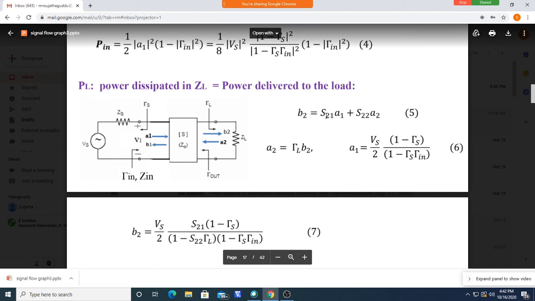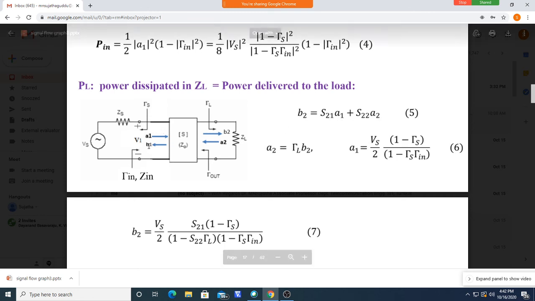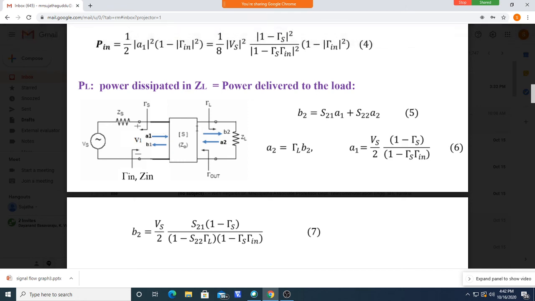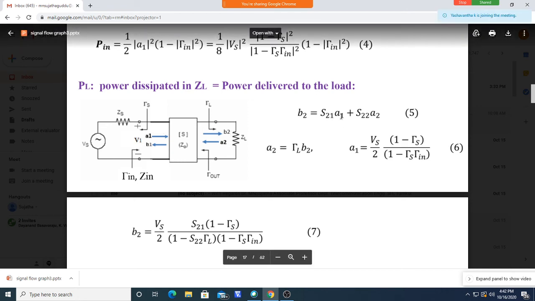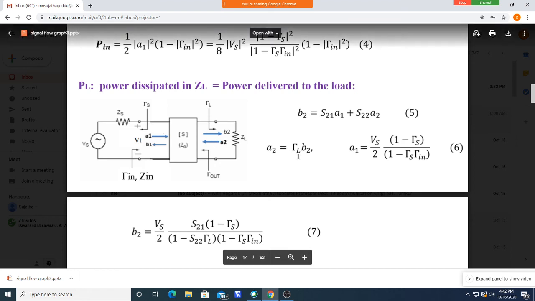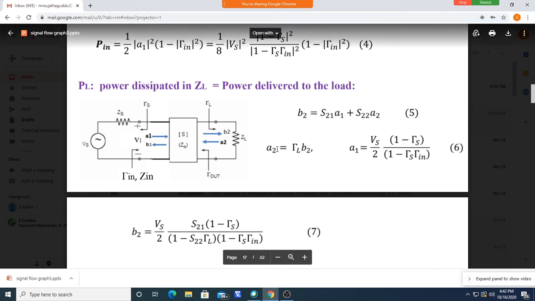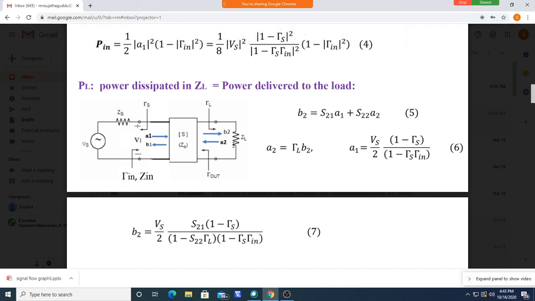But what is B2? We already studied this in the previous class. B2 is given by S21 A1 plus S22 A2. S21 times A1 is the transmitted wave from port 1, plus S22 times A2, because a part will be reflected. That is B2 here. And A2 is the reflected wave, which is Gamma L times B2.